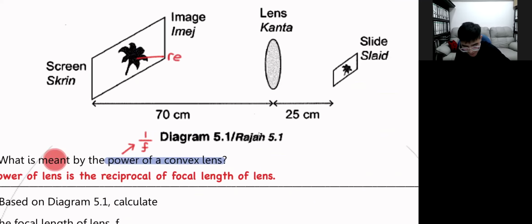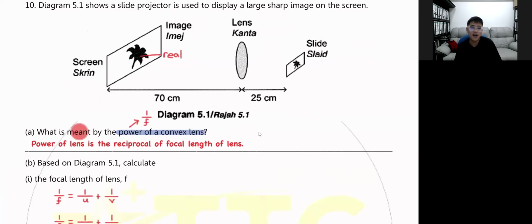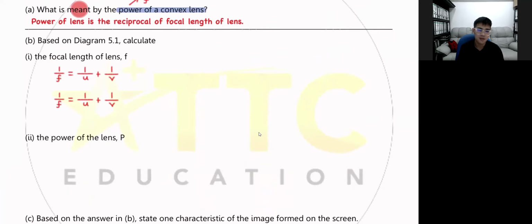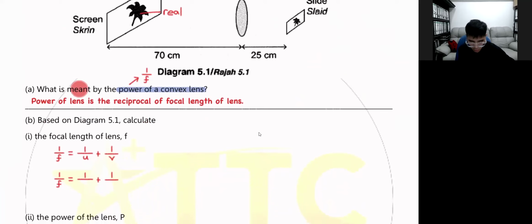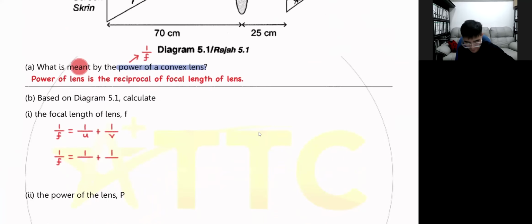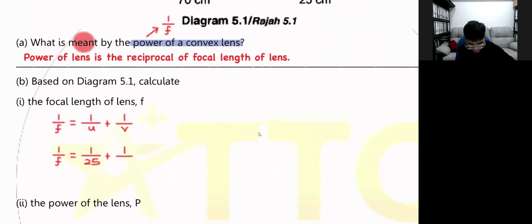How do you know it's a real image? I mean, yeah, the question never asked, but I ask, why is it a real image? Yes, because it can be formed on the screen. Because you see it on the screen, right? If you cannot see it on the screen, that means that is a virtual image. All right, so that's why this v value will be a positive value. Now, for your u, object distance is 25. Because like I said, the slide is the object.